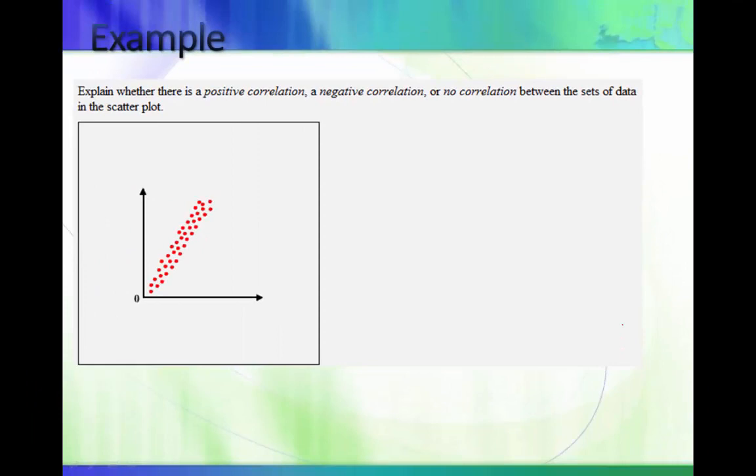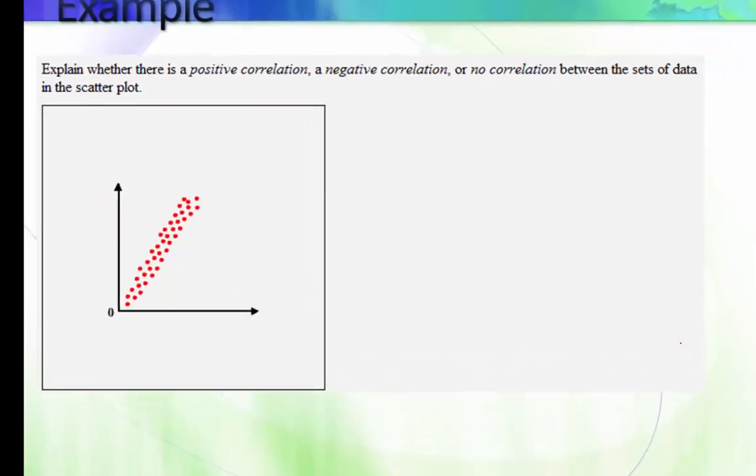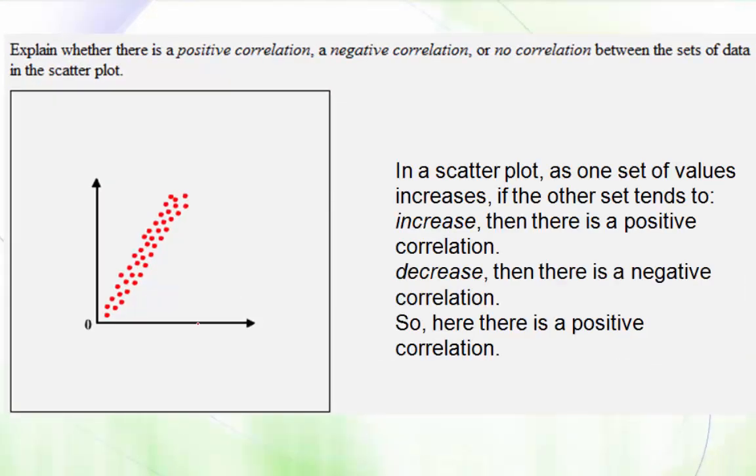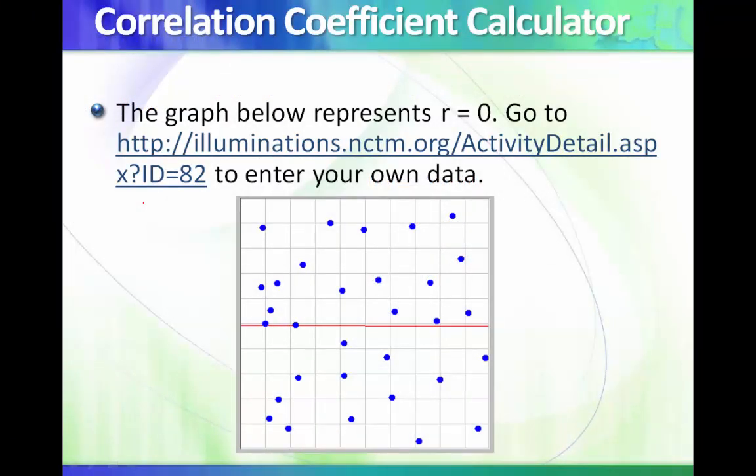Explain whether there is a positive correlation, a negative correlation, or no correlation between the sets of data in the scatter plot. In a scatter plot, as one set of values increases, if the other set tends to increase, then there is a positive correlation. If the other set tends to decrease, then there's a negative correlation. So there is a positive correlation here because as the x's go up, the y's go up. The graph below represents an R of 0. Go to the following site to enter your own data and observe what happens to the R values.